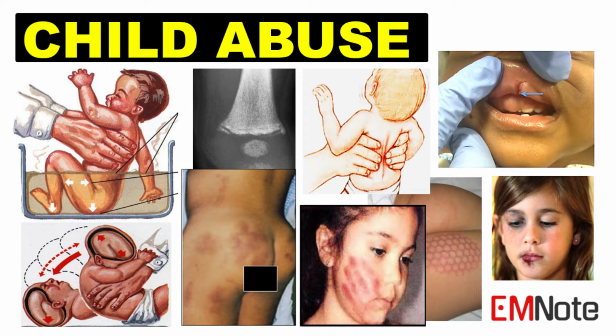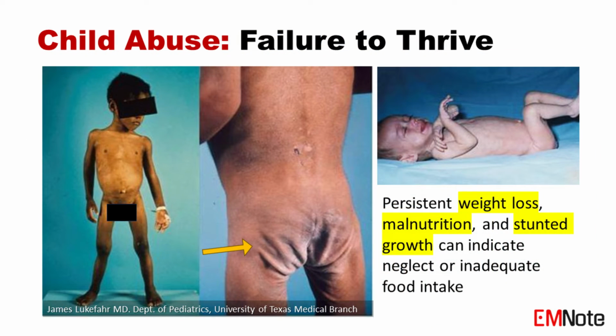This lecture aims on how to recognize key physical signs of child abuse. Failure to thrive. Persistent weight loss, malnutrition, and stunted growth can indicate neglect, indicative of child abuse. Poor hygiene such as unkempt appearance, dirty clothes, and matted hair may suggest neglect or emotional abuse.